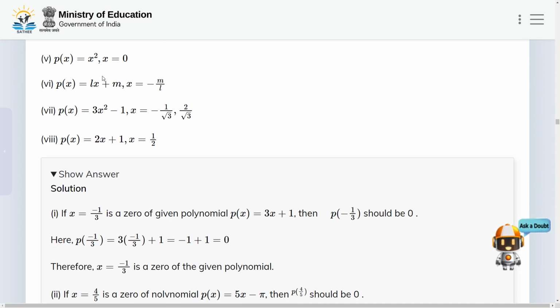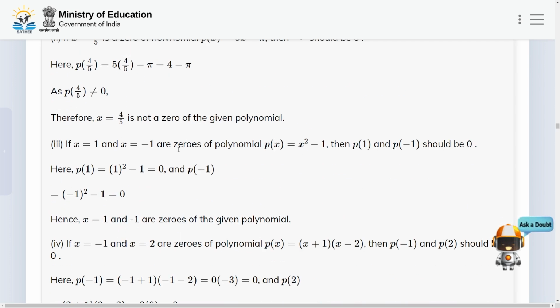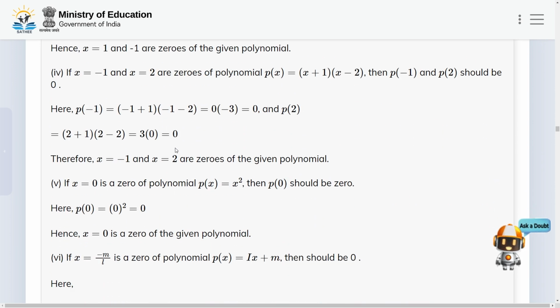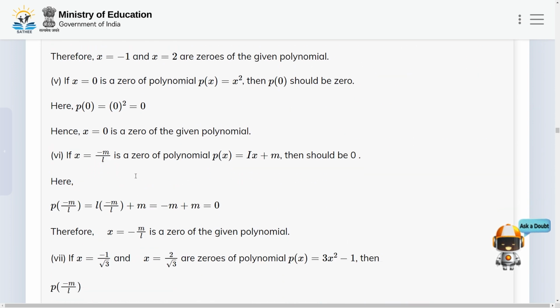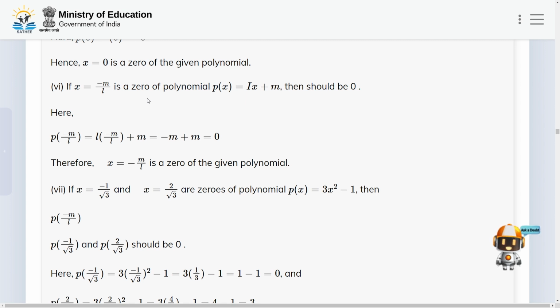So in the fifth one here we have p of x is equal to lx plus m, and here we have to check whether x is equal to minus m by l is the zero of the polynomial p of x is equal to lx plus m. Okay, so let us see how to check it. So if x is equal to minus m by l is a zero of the polynomial p of x equal to lx plus m, then it should be 0. Okay, so p of minus m by l should be 0.